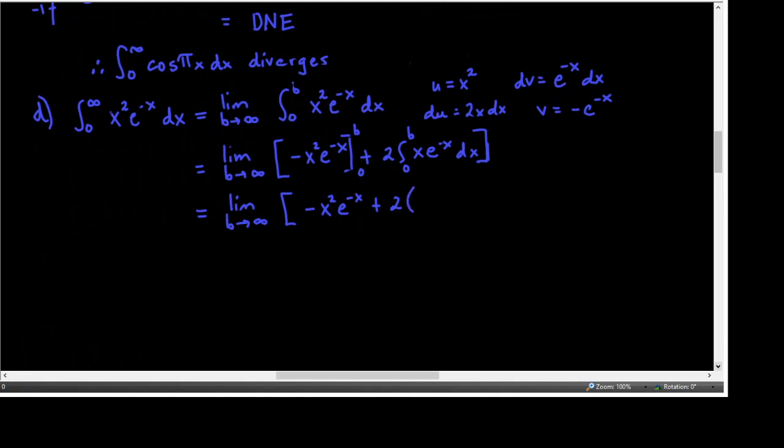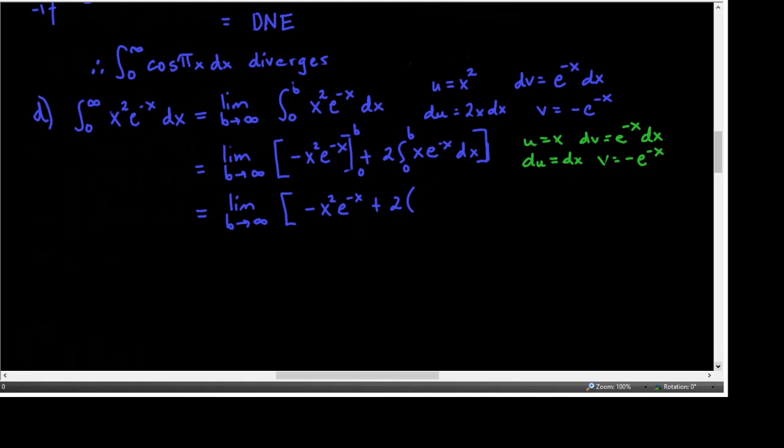So let's see, for this one, I'll change color so you can see this one's different. My choice for dv is still e to the negative x, because it is an exponential function, and I paid attention to detail, which had me choose my dv as an exponential function. Okay, so that means that du is dx, and v, just like last time, is the opposite of e to the negative x.